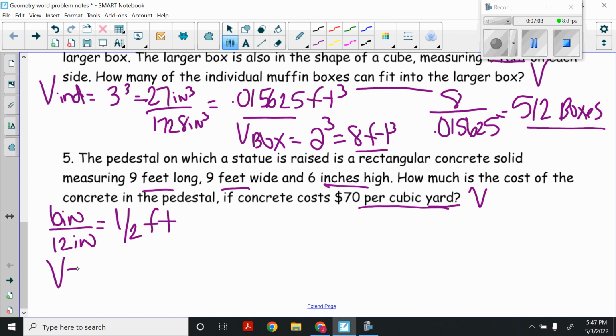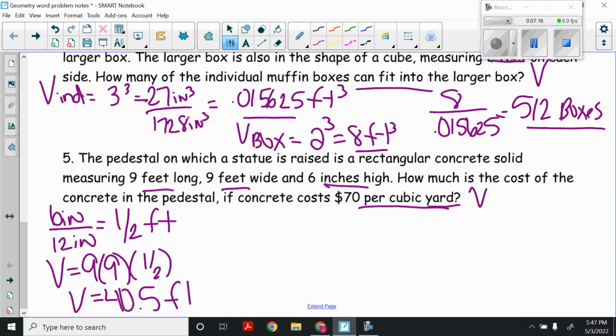So I'm going to find the volume in feet. It's a rectangular prism, so 9 times 9 times a half. So the volume is going to equal 40.5 cubic feet.